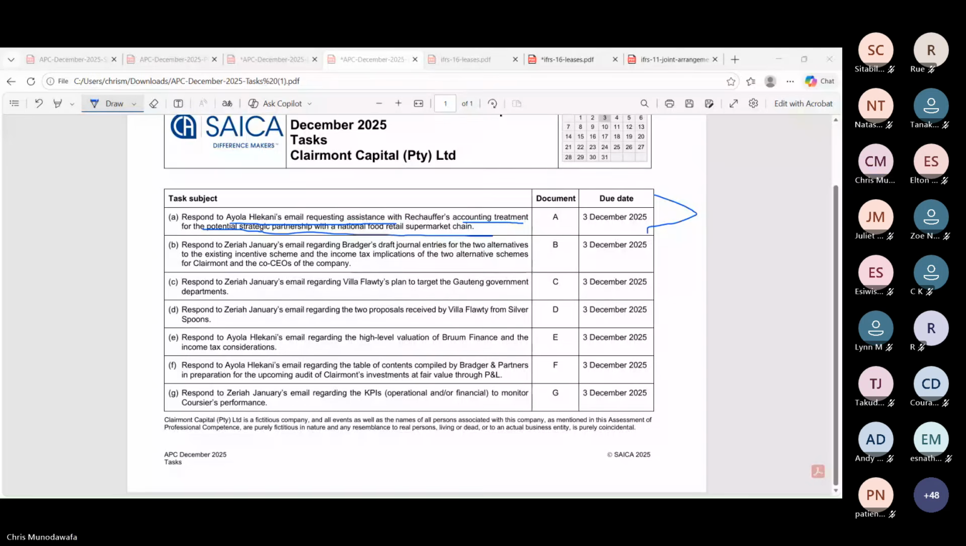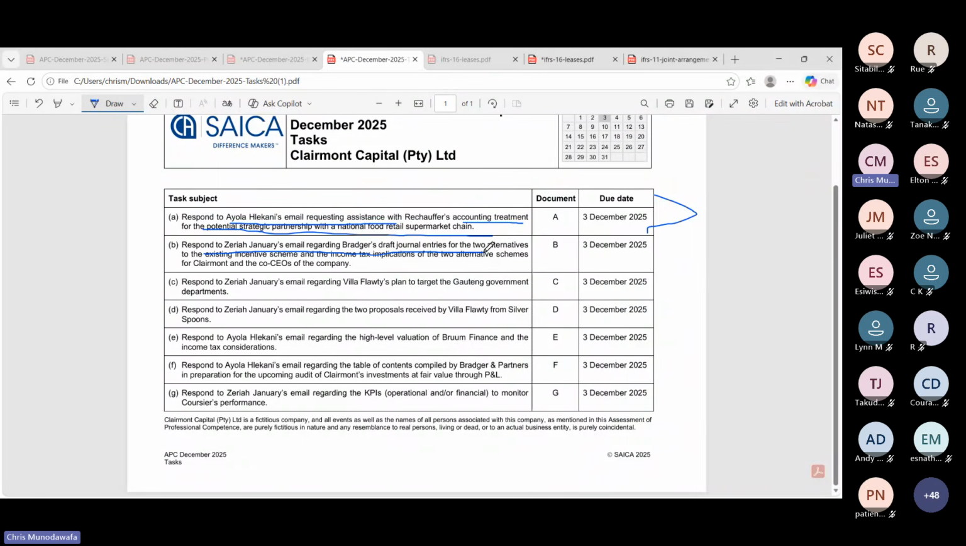Are you following, team? Don't you know the coverage? If we go here, I just want to show you something. Just B: respond to Zeria January's email regarding Bridger's draft journal entries for the 2 alternative incentive schemes and the income tax implications of the 2 alternative schemes for Claimant and the CEO of the company.